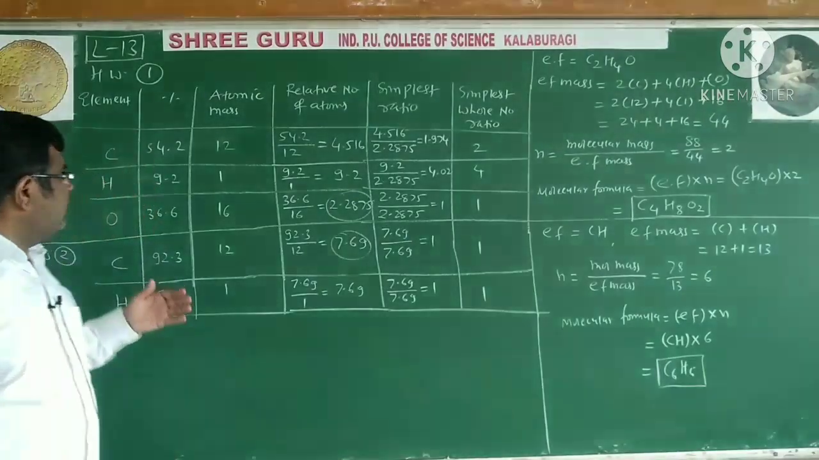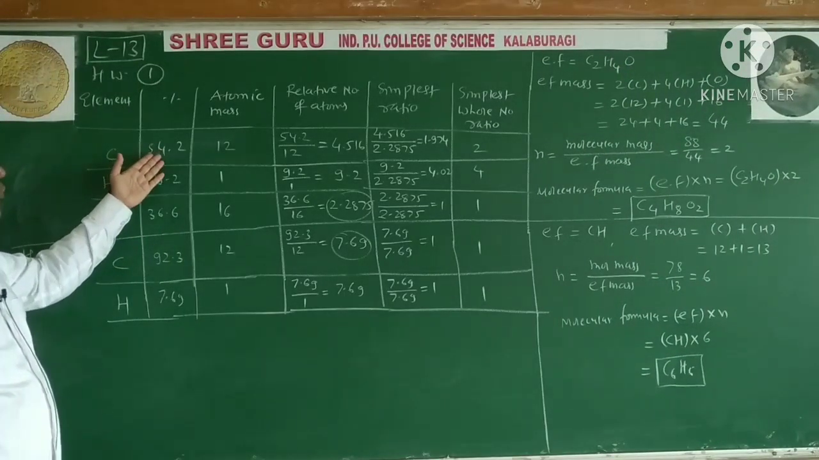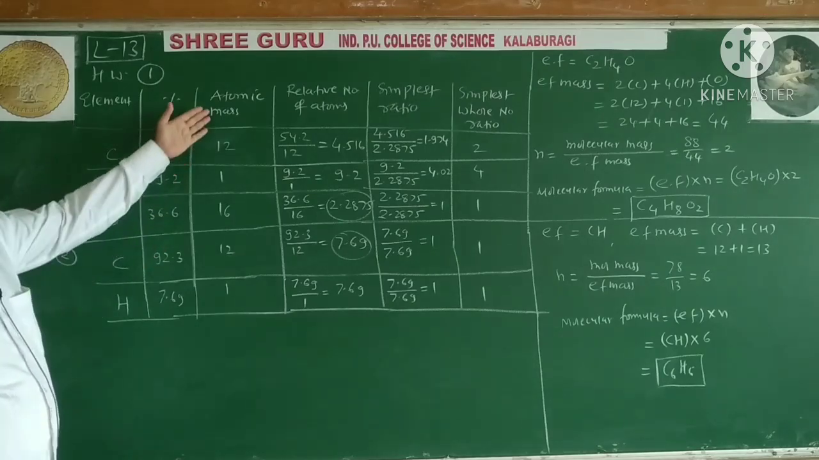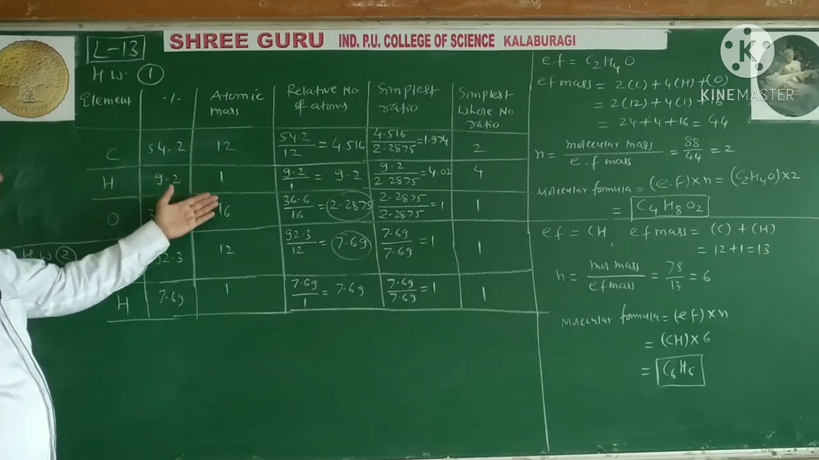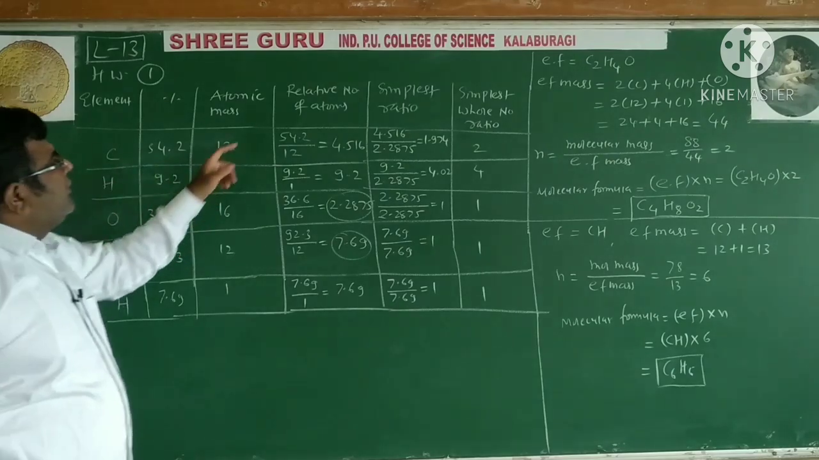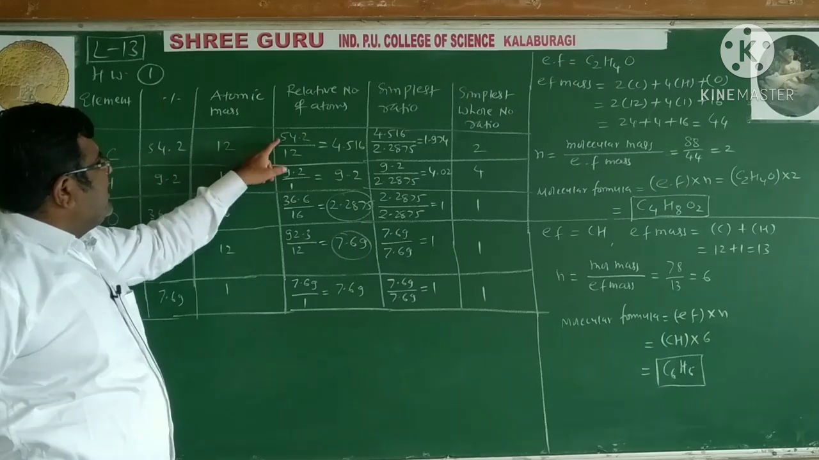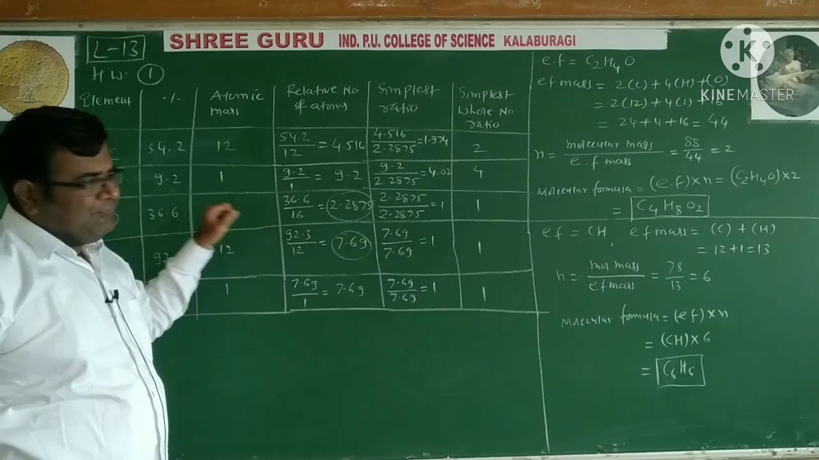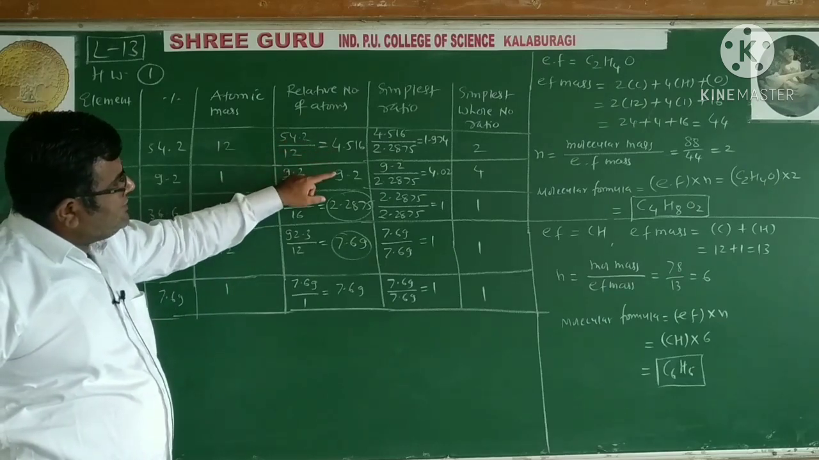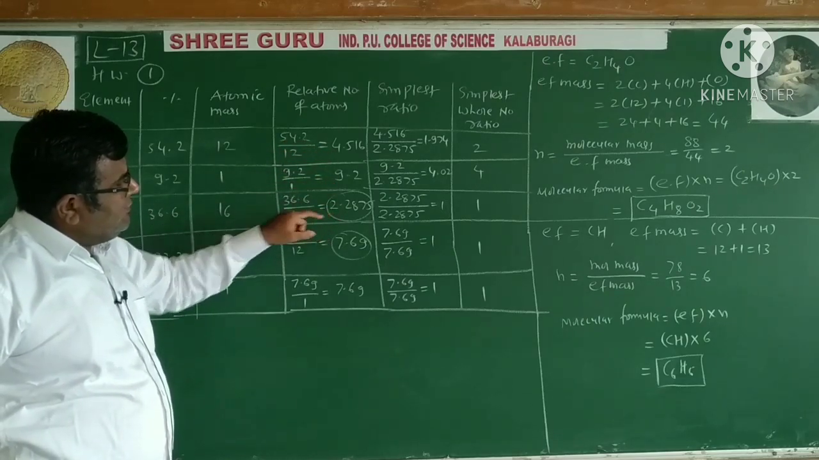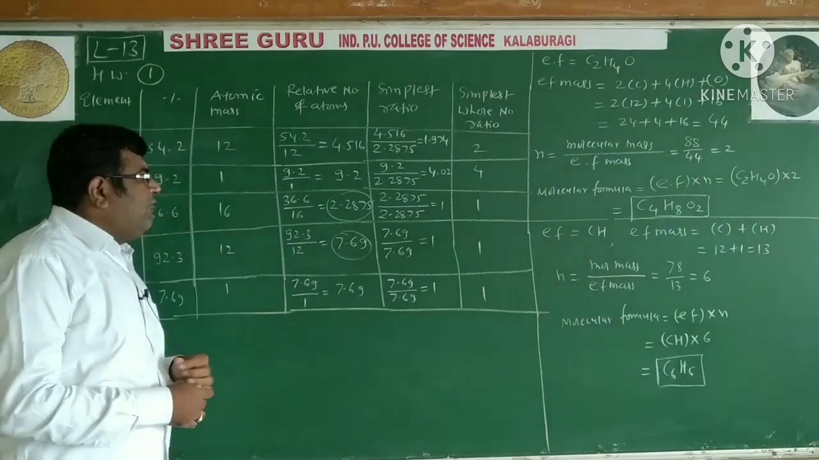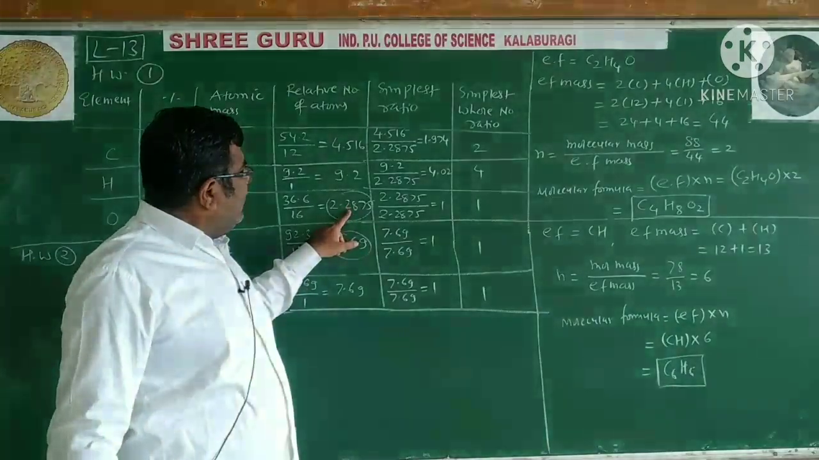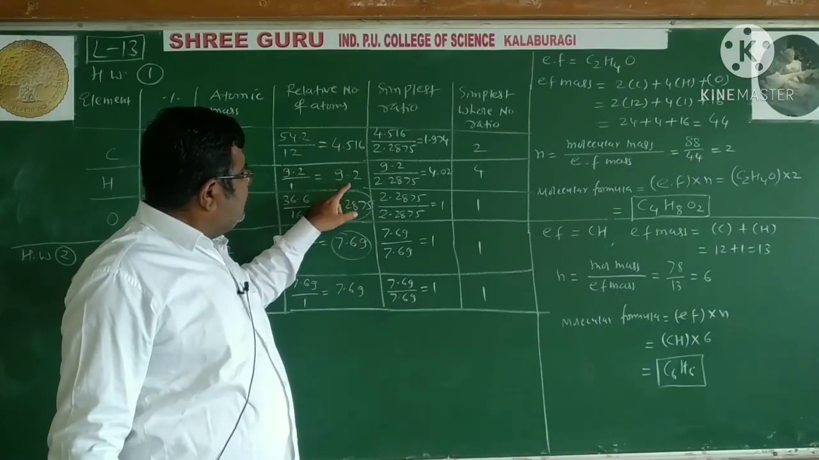The first question was regarding carbon percentage 54.2, hydrogen 9.1, oxygen 36.6, atomic mass of carbon 12, hydrogen 1, oxygen 16. Relative number of atoms: 54.2 by 12, 9.2 by 1, 36.6 by 16, giving 4.516, 9.2, 2.2875, 2.788. 2.2875 is the smallest number. We have to divide all numbers by this number.